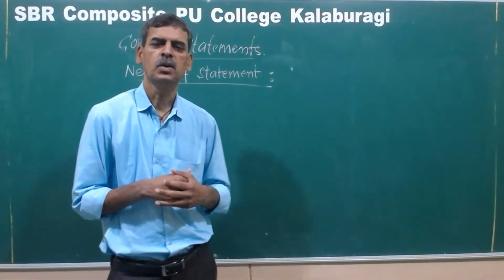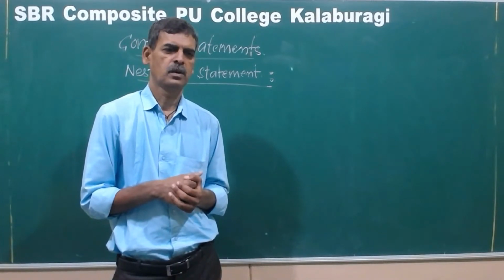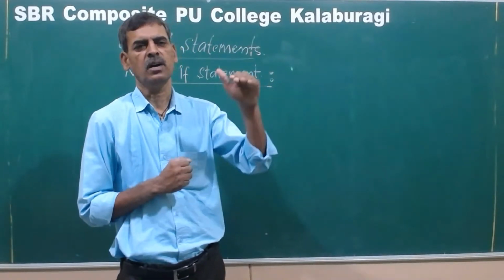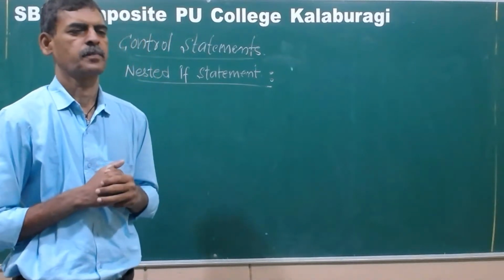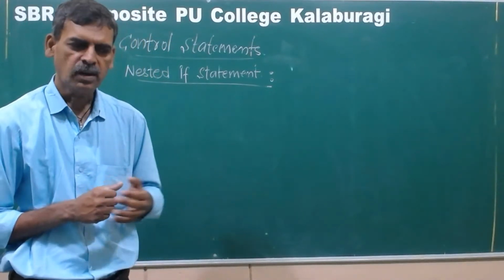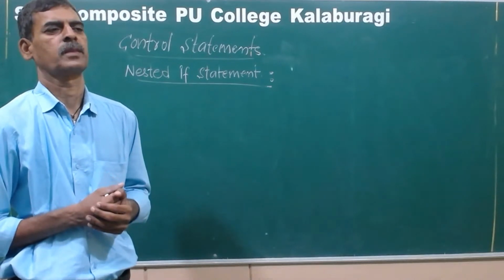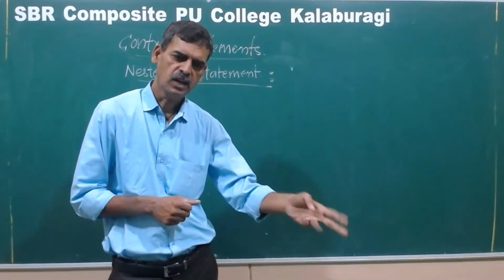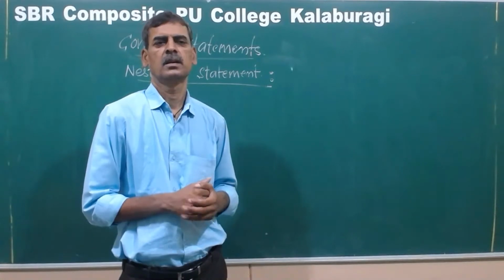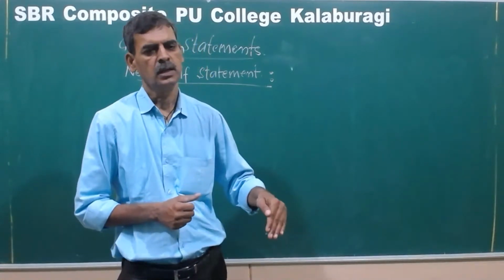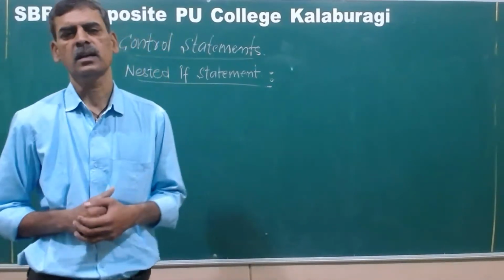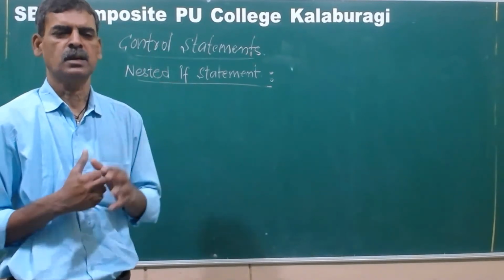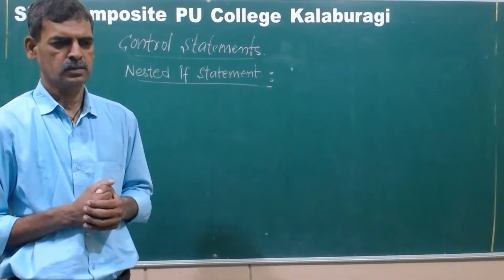It contains two test conditions. Outer test condition for outer if. Second test condition for inner if. If the first test condition is true, then control goes inside. Then it will check for next test condition. If next test condition is true, then it goes to inner if block, inner if statements. Right? It means two levels of test conditions.